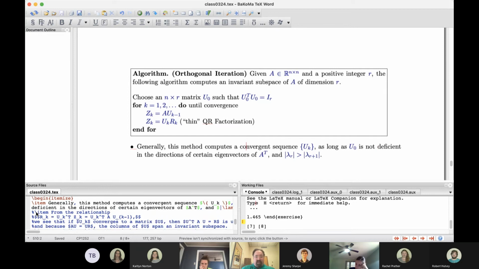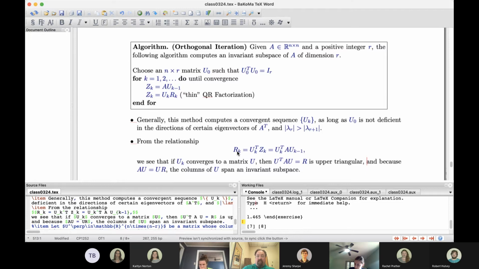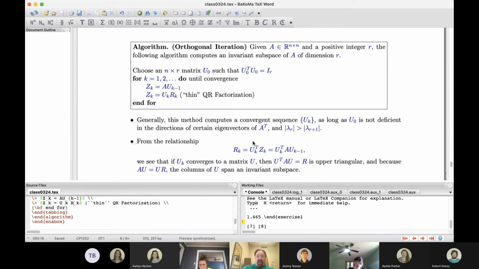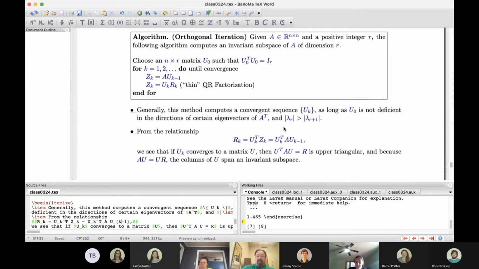Now, from a QR factorization, this matrix R_k, which is upper triangular, comes straight from rearranging the QR factorization. But Z_k is equal to this. So if I fill this in here, now I have this. This is almost like a similarity transformation, except for one thing. These are not full orthogonal matrices. They're rectangular matrices. And also, they're not the same.